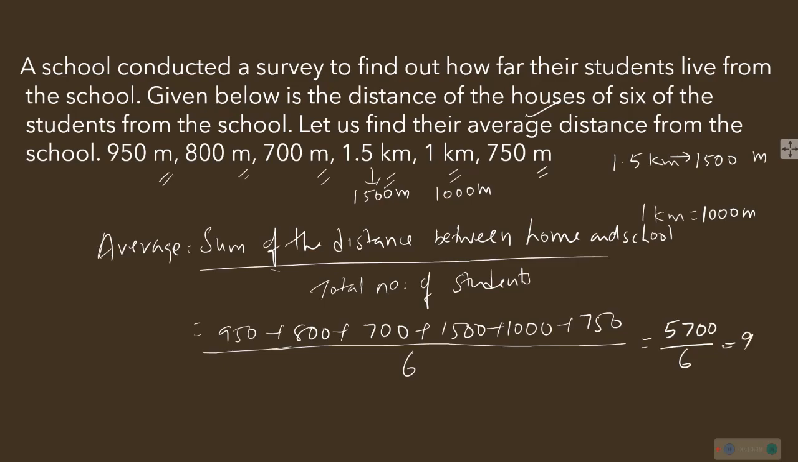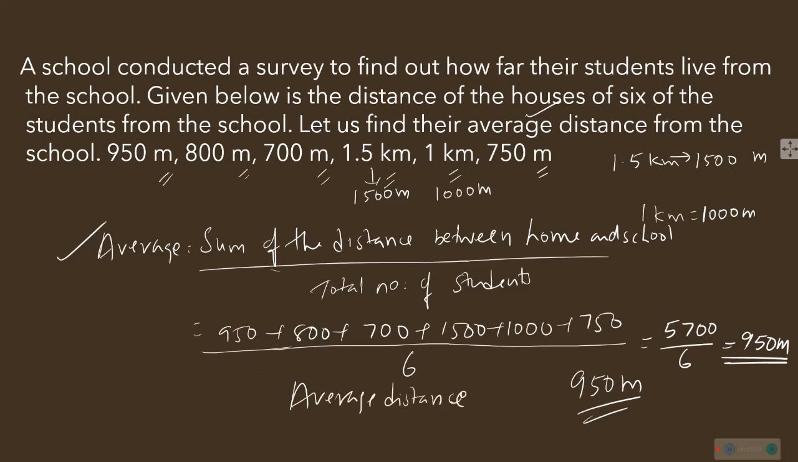9 sevens are 63, 6 are 54, 7 is not possible. Okay, then 9, and then 5 and 0, very good. 950 meter is the average we got. 950 meter is the average distance.